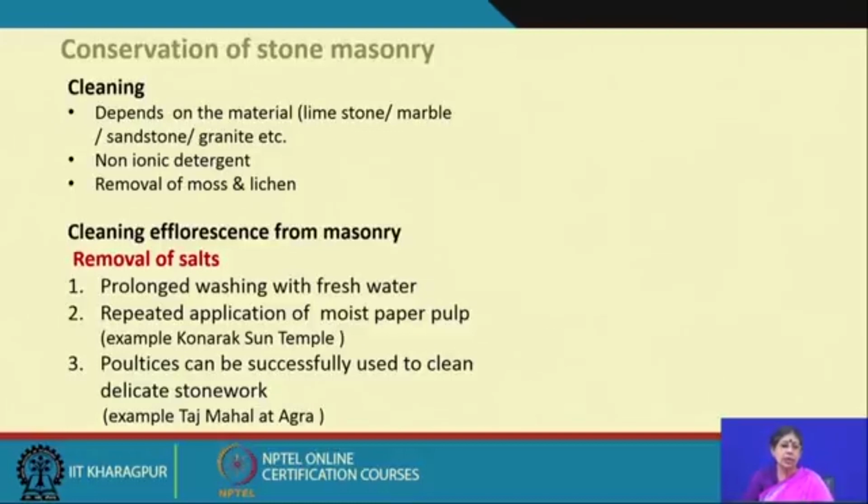which is fuller's earth kept on the surface, and it also helps in removing grease, stains and other things. Taj Mahal, Agra, this is what happens. So, the poulticing and the moist paper pulp also depend on which is the stone category and what type of decay damage we are trying to clean, that is very important to understand.